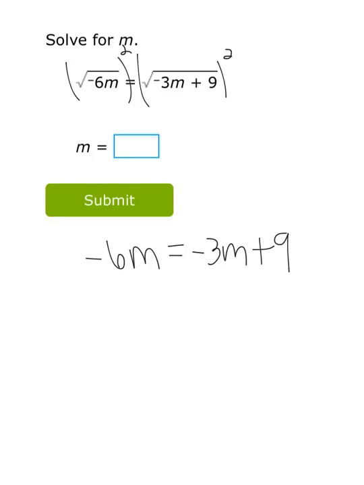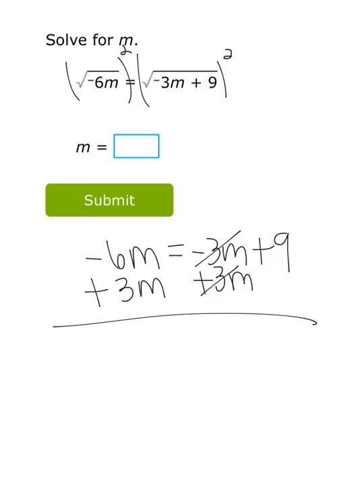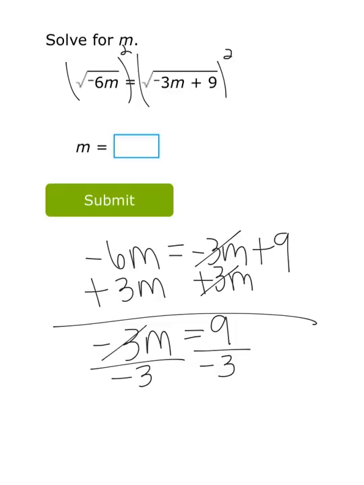So I'm going to get all my variables on the same side. Since this 3m is negative, I'm going to add it to carry it over here to the left side. Negative 6m plus 3m would be negative 3m equals 9. And then I would divide each side by -3 to get what 1m equals. And I would be left with 9 divided by -3, so m would equal -3.